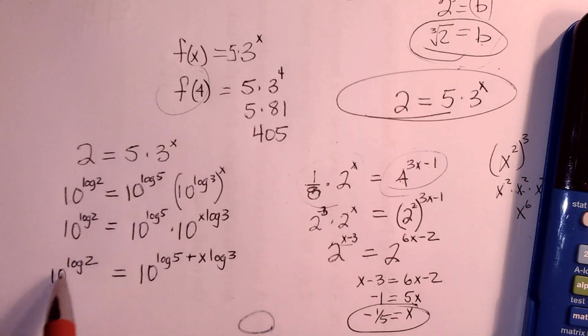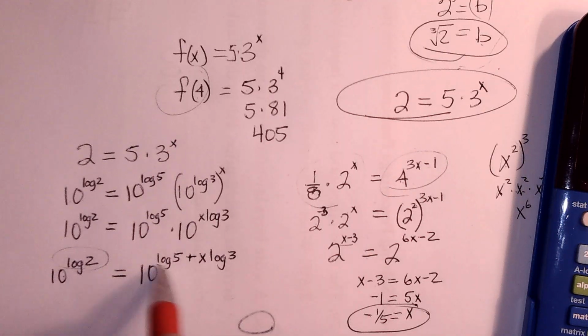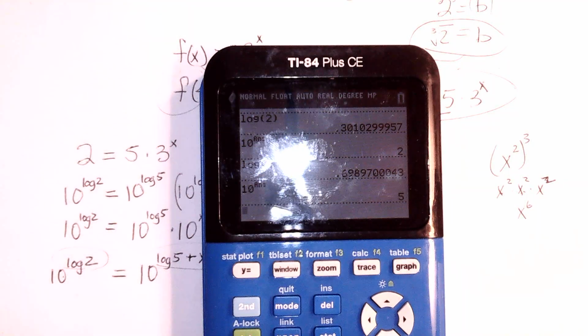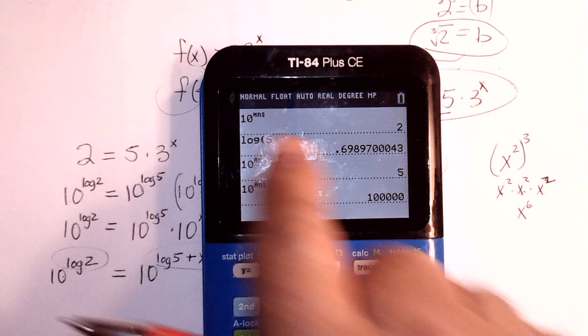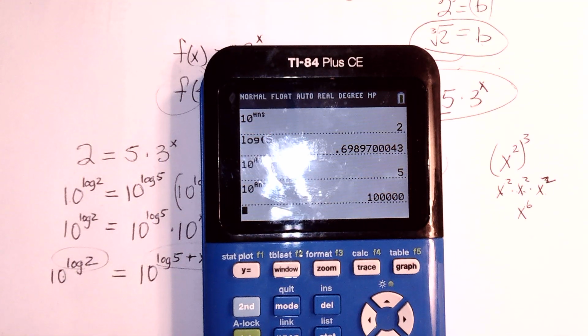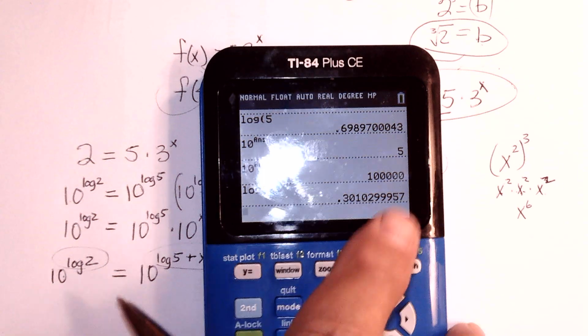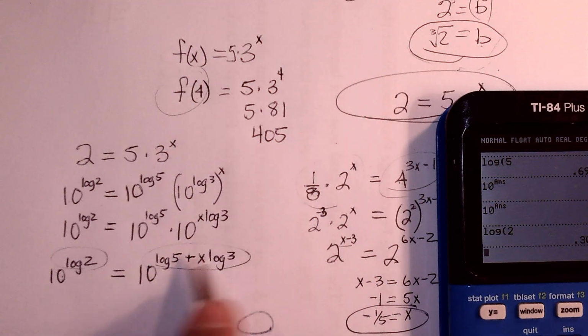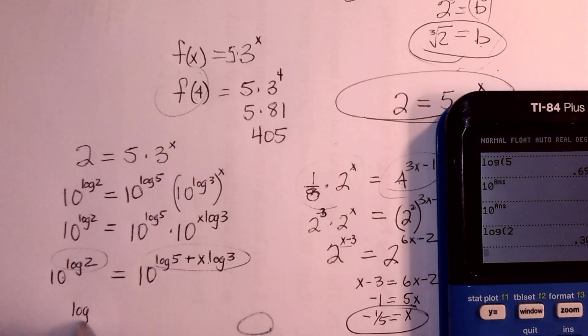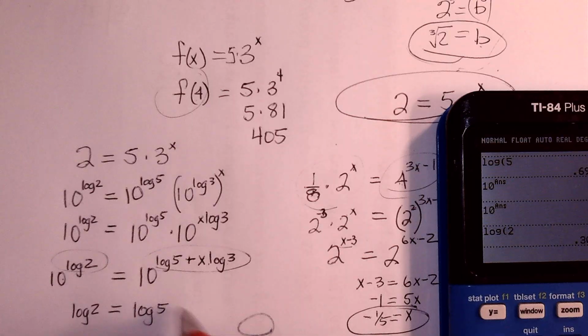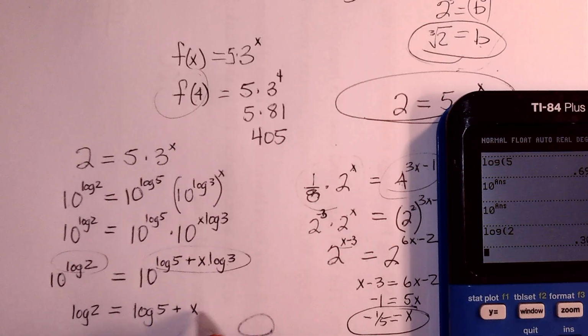Oh, same base, only one base. So now this must equal this. Now, remember, this is just a number. Log of 2 was something up there. Log of 2 is 0.3. It's just a number that you take 10 to get 2. This is just a number, and this is a number times x. So we have a number equals a number plus x times a number.